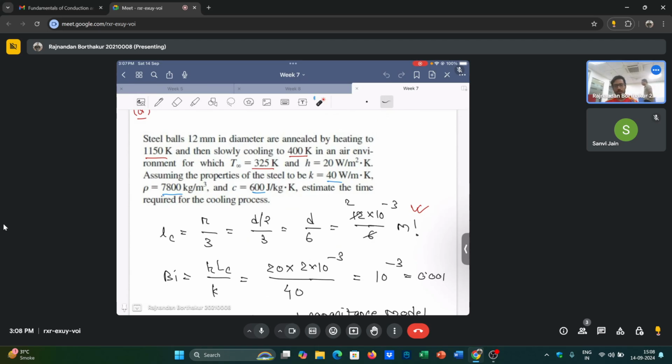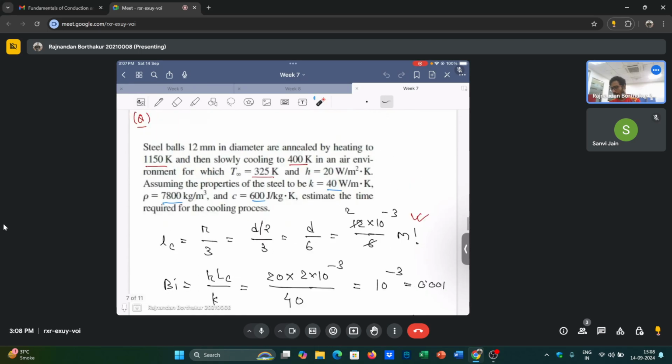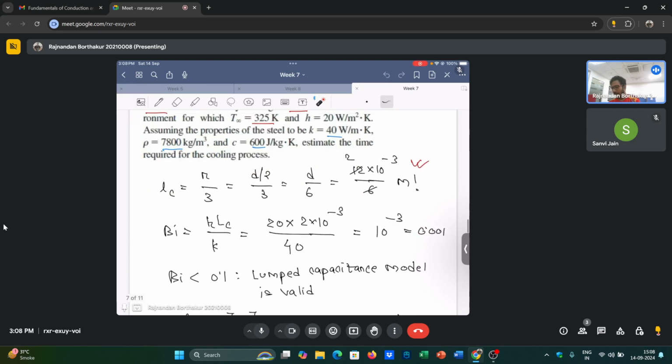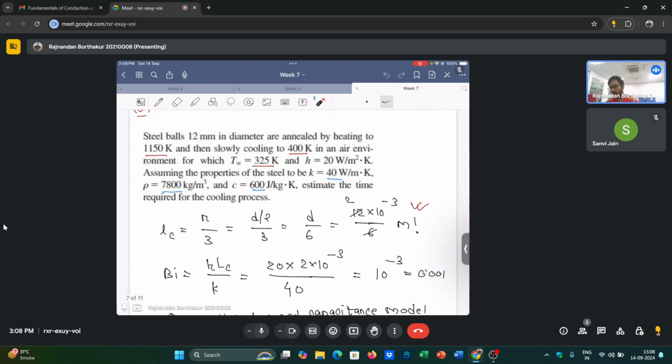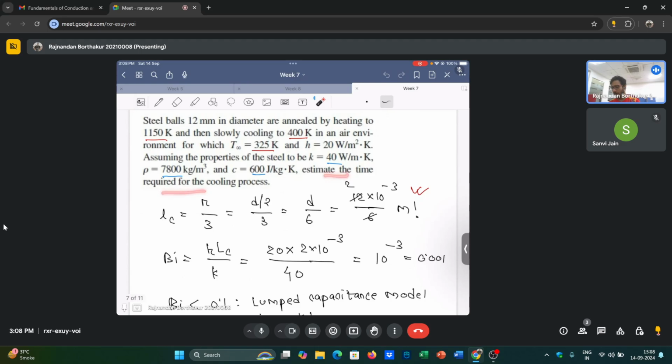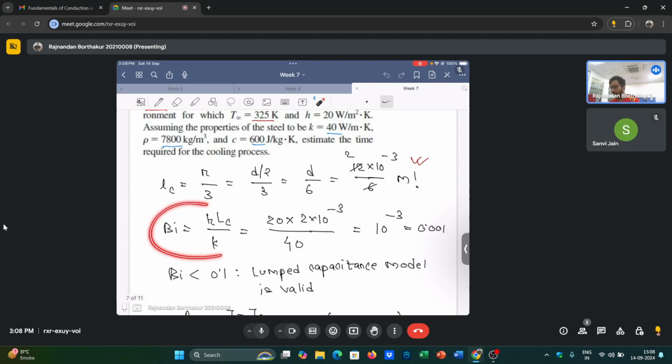So we solved a problem using this lumped capacitance model, where we dropped some steel balls which were at some higher temperature and then subsequently cooled in an environment whose temperature is very much less than the ball's temperature. We were asked to evaluate the time required for the entire cooling process. So we started off by first evaluating the Biot number, and since the Biot number came to be less than 0.1, we argued that the lumped capacitance model can now be applied.